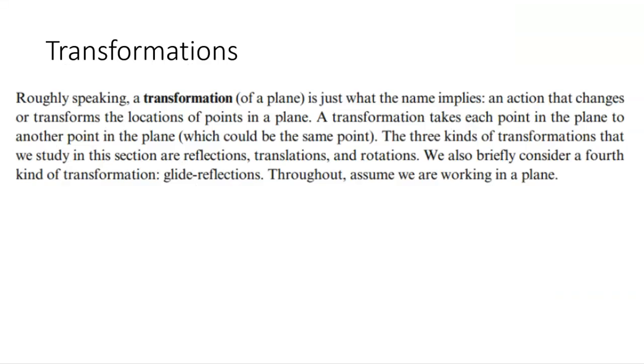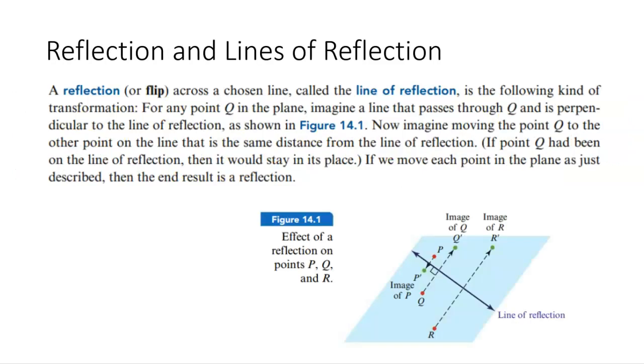Roughly speaking, when we talk about a transformation, it's just an action that changes or transforms the locations of the points in the plane. It takes each point and moves it to another point, and that other point could be the same. You can transform it back to itself. The three kinds of transformations that we're going to be talking about are reflections, translations, and rotations, and then briefly glide reflections. Always we're working in the coordinate plane. So let's get started with reflections and lines of reflection.